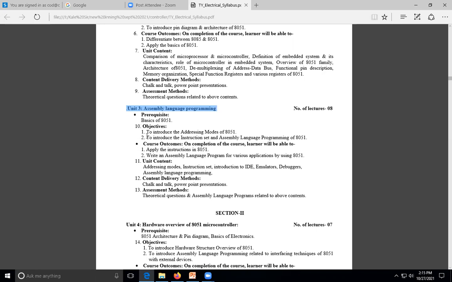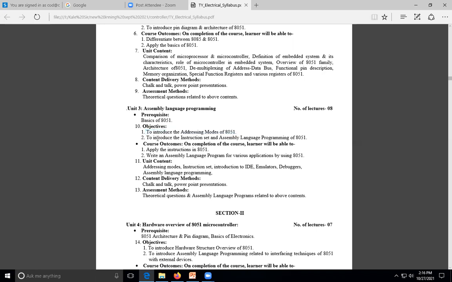These are the objectives: we have to introduce the addressing modes, and we need to use the instruction set in assembly language. There are two points in this unit. The first is the addressing mode. This is a very important part. Whether you are working with an ARM controller, an Arduino controller, or any advanced controller, we must know the addressing mode. If you understand the addressing mode, it is very easy to do the programming. So addressing mode is a very important part of programming languages.